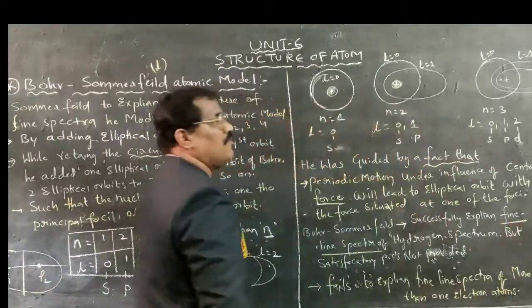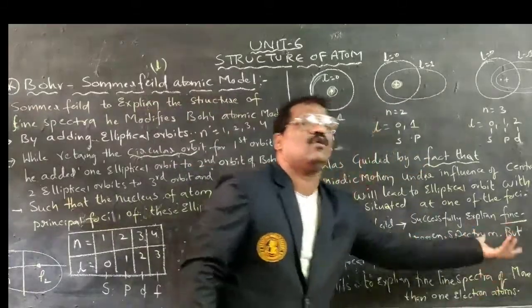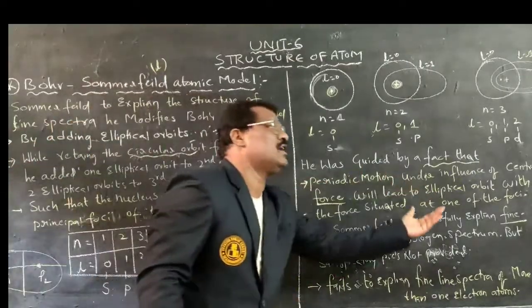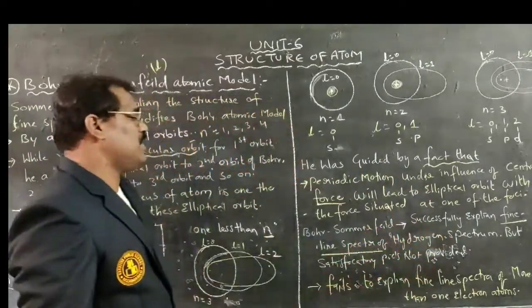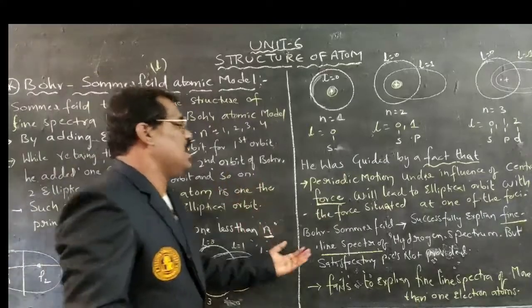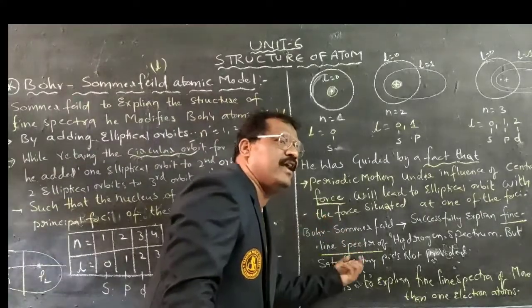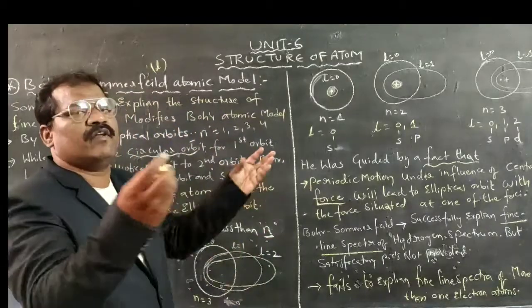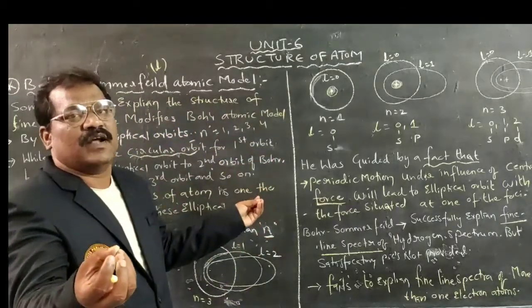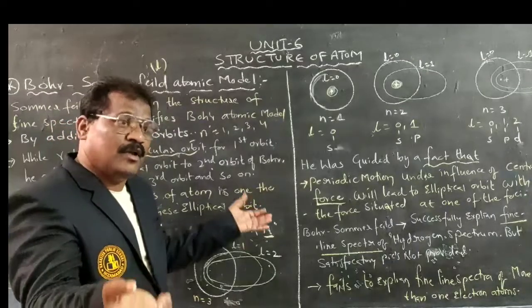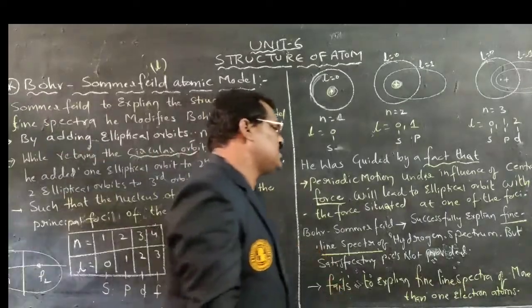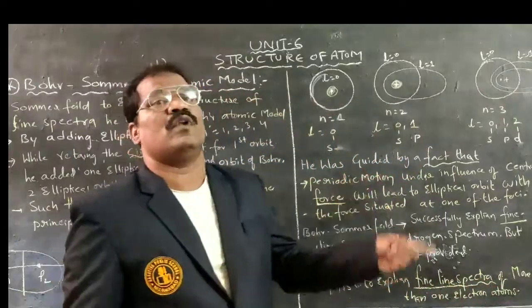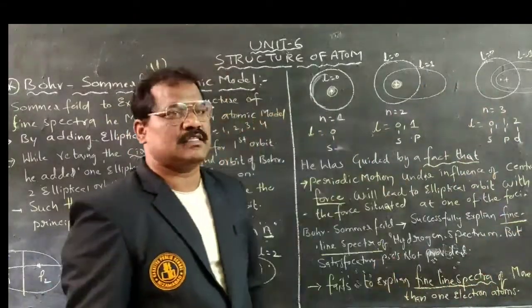the hydrogen atom, but they could not explain it for atoms with more than one electron. They successfully explained the fine line spectrum of hydrogen, but did not give any satisfactory picture. Not only that, they fail to explain the fine line spectra of atoms with more than one electron.